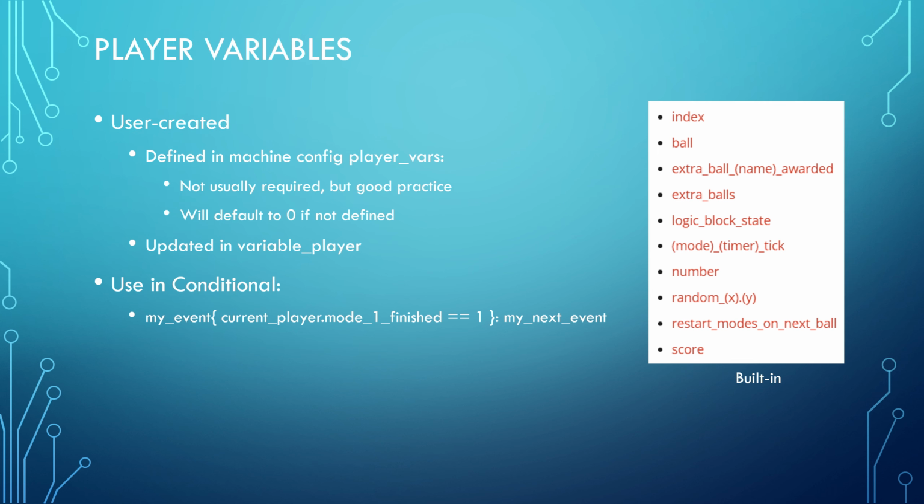For player variables, it's similar, except you don't have to define it, but it helps if you do. It's usually good practice. If you don't define it, it's going to default to 0 until you actually set it. So if you're ever troubleshooting and it's not doing what you want, make sure that you initialized your variable. The way you use it is just current_player. and then the name of the variable. On the right is some of the built-in player variables.